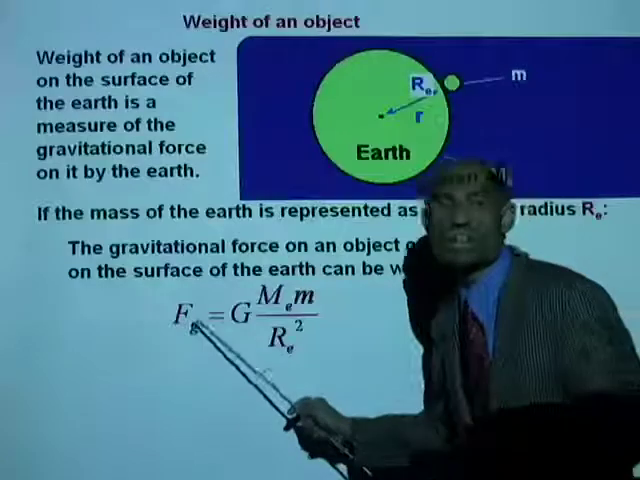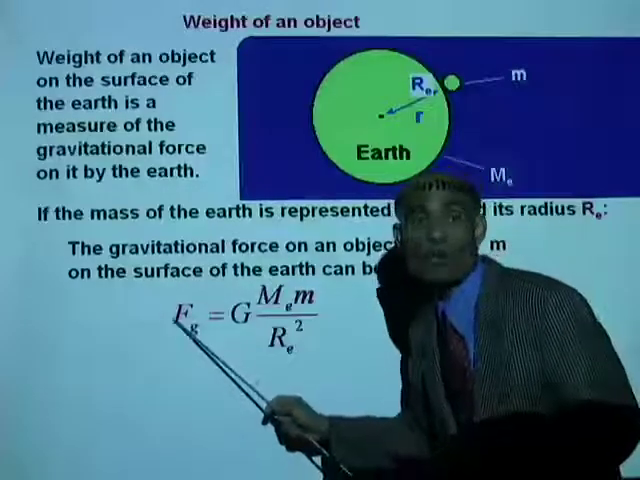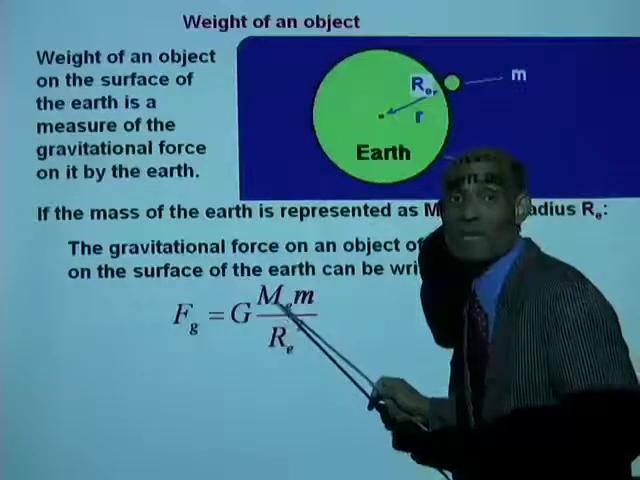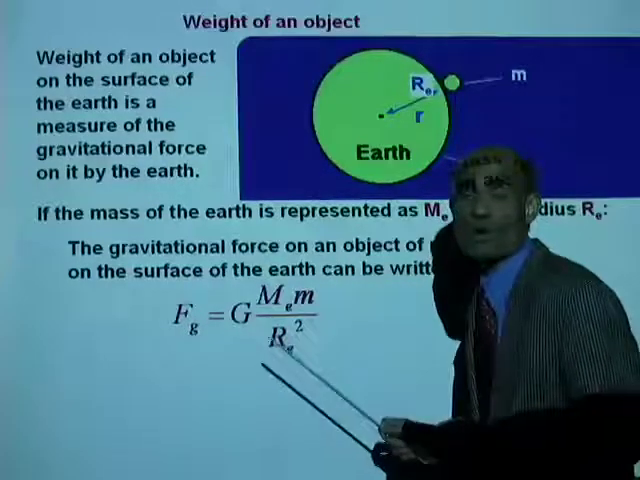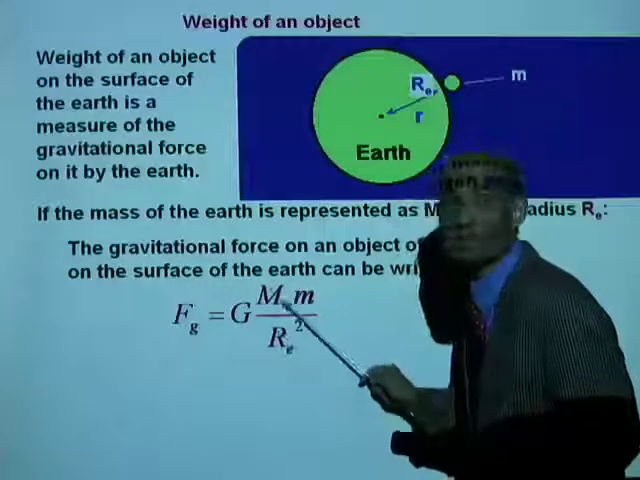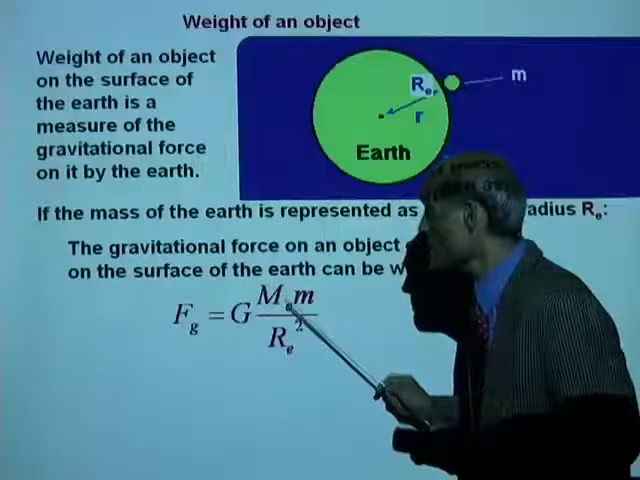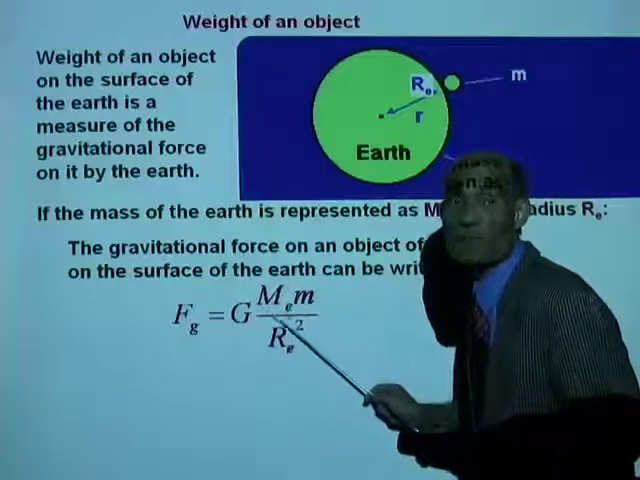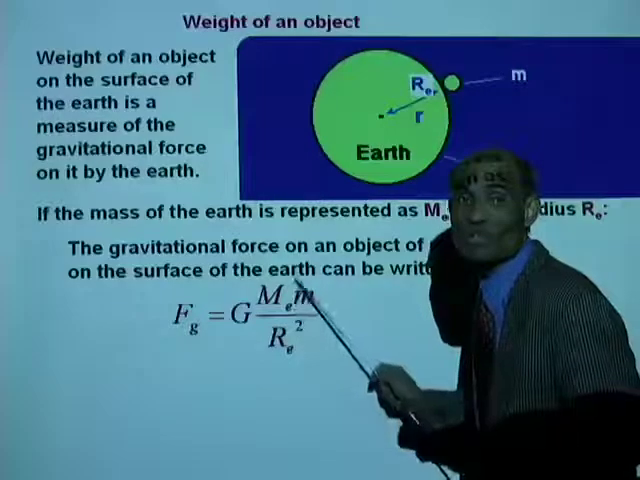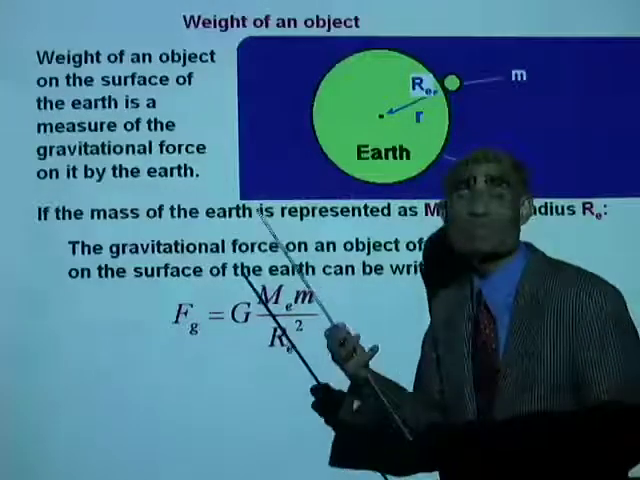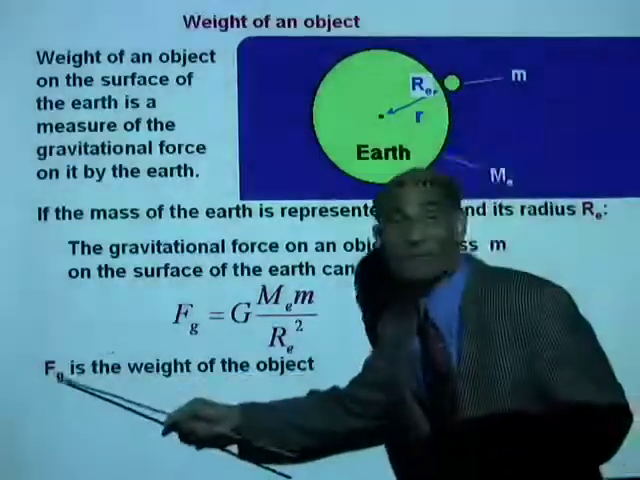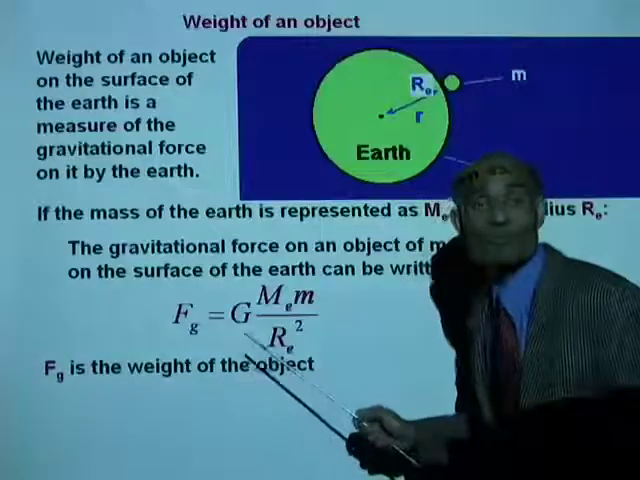What does Fg stand for? Gravitational force on this object is G times m e times m over r e squared. We will use this notation right through the course. The uppercase M sub e is the mass of the Earth, r sub e is the radius of the Earth, and lowercase m is the mass of the object. Well, F sub g is the weight of the object.